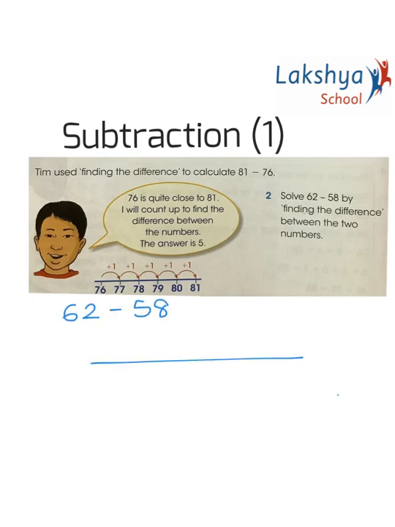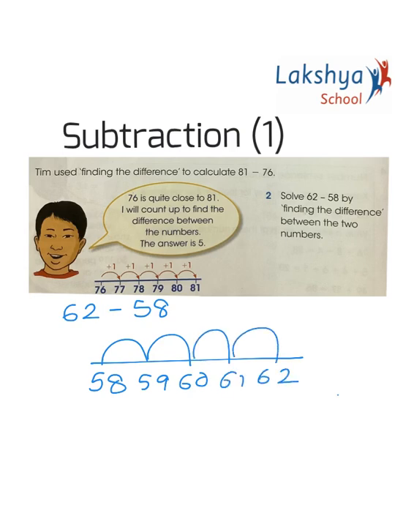With the same method, let us work out the other problem. 62 minus 58. First, I write 58 over here. I start counting in ones. 58, 59, 60, 61, 62. So each time I add a 1 to each number. So the sum of it is 4. So 62 minus 58 gives me 4. This is the finding the difference method.